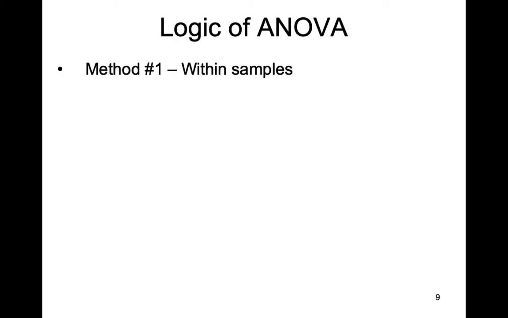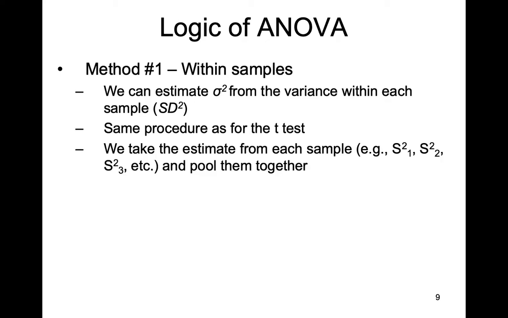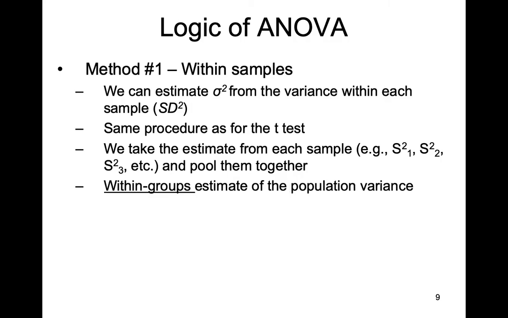So here's the first method, or the first way to estimate population variance. And we call this the within samples method or technique. What we can do is estimate population variance, sigma squared, from the variance within each sample. And this is the exact same procedure as we've been using for the independent samples t-test. Effectively, all we're going to do is get an estimate of population variance from each sample and then pool them together. So we're just going to do a pooled estimate of variance just like we've been doing for our independent samples t-test. This is our within groups estimate of population variance.